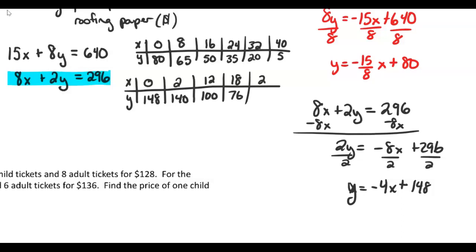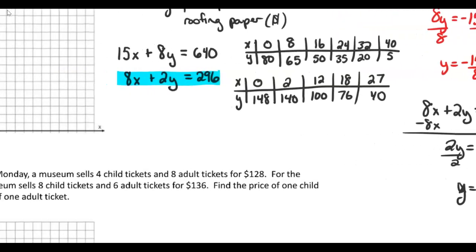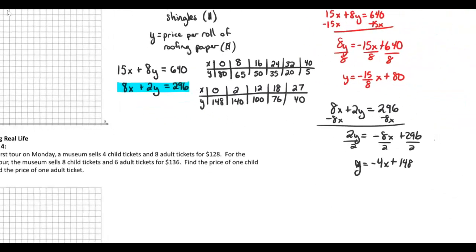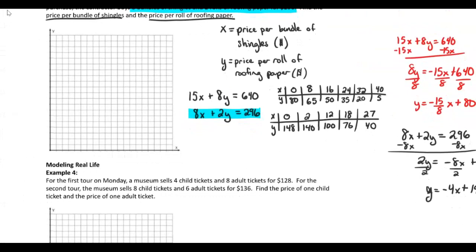I plugged in 27, I got 40, just as an example. So just get some points. You need more than just 2 points for a graph with this big of numbers, just to be able to get it to work out nicely. Okay, so let's look at the big picture here.